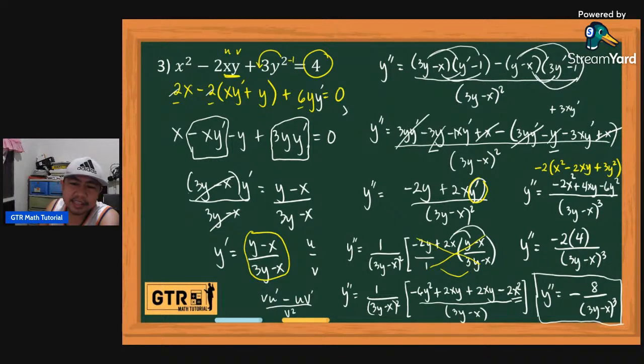Okay, so that's it. I hope you learned something. That's the process of finding the second derivative. We will always go back to the original given equation, so we can always use the value of the expression in the second derivative.